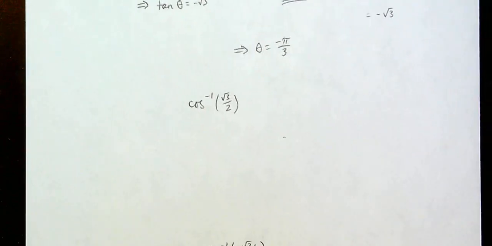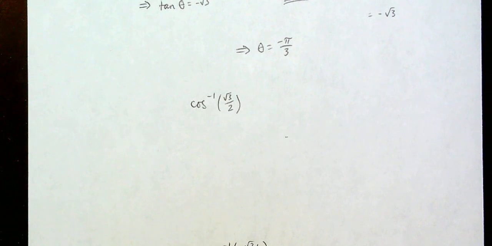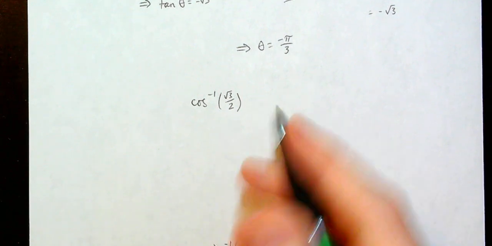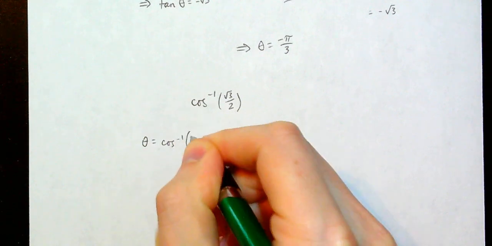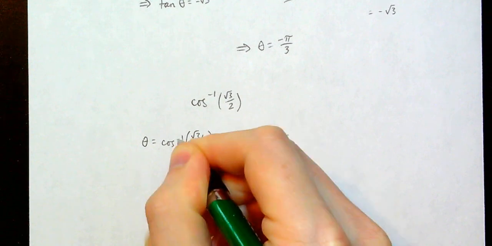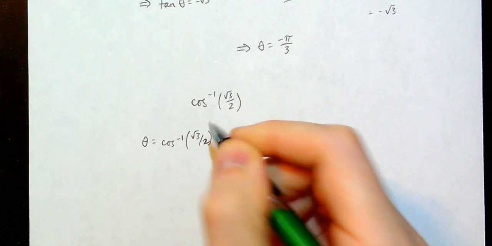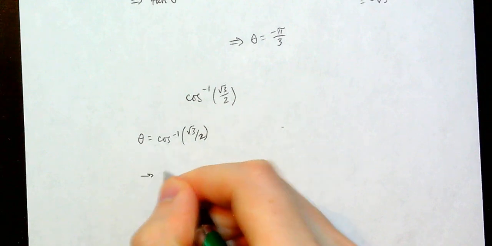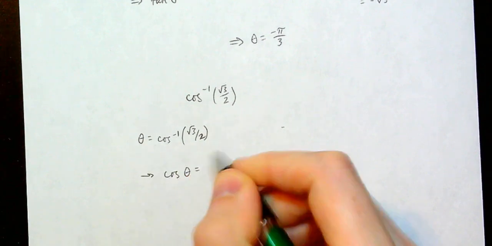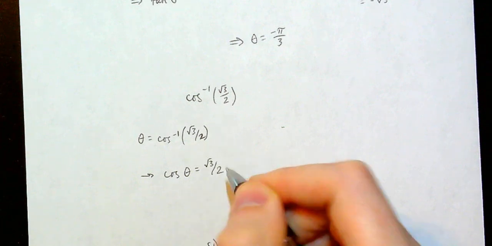All right, next one up, the inverse cosine of the square root of 3 over 2. Again, I'm going to start off the same way. I'm just going to take this thing here and set it equal to theta. So theta equals the inverse cosine of radical 3 over 2. I'm going to take the cosine of both sides, or I'm just going to rewrite it as cosine of theta equals radical 3 over 2.